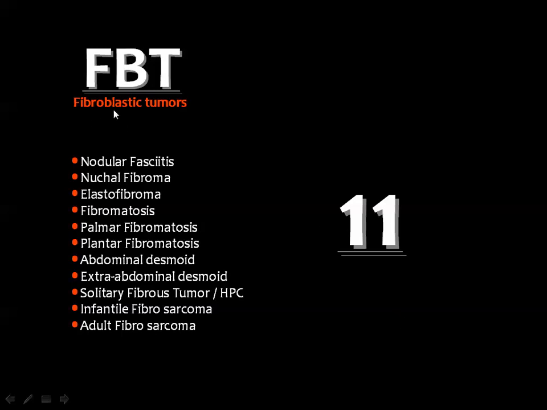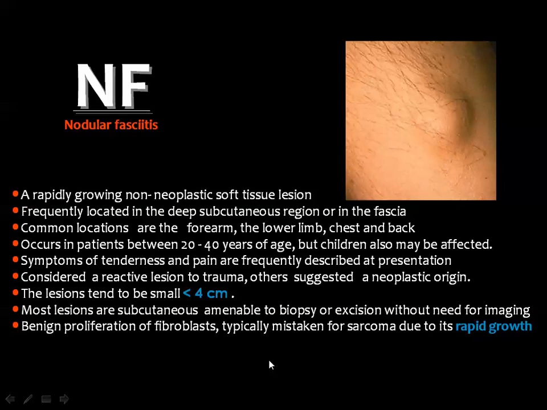These are the fibroblastic tumors. They will include nodular fasciitis, nuchal fibroma, elastofibroma, plantar and palmar fibromatosis, as well as abdominal desmoid tumor and extra-abdominal desmoid tumor. Then we'll discuss the solitary fibrous tumor and hemangiopericytoma. The malignant ones are the infantile fibrosarcoma and the adult fibrosarcoma.